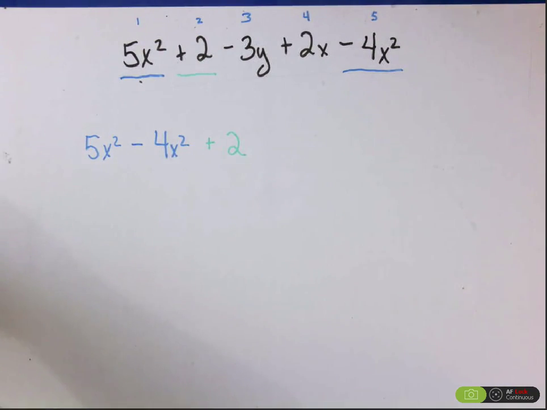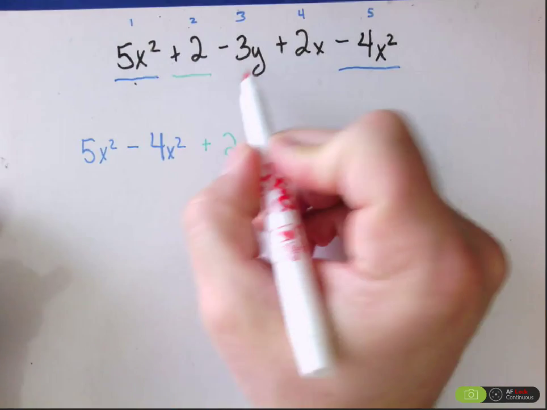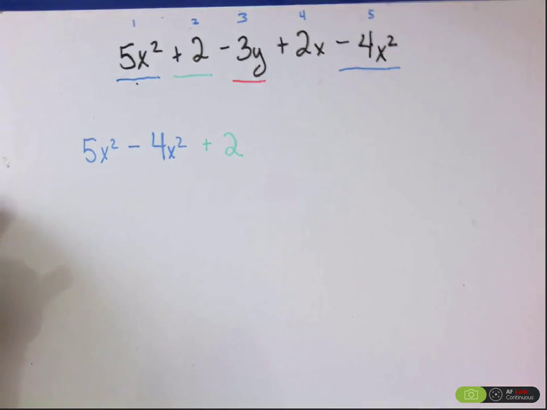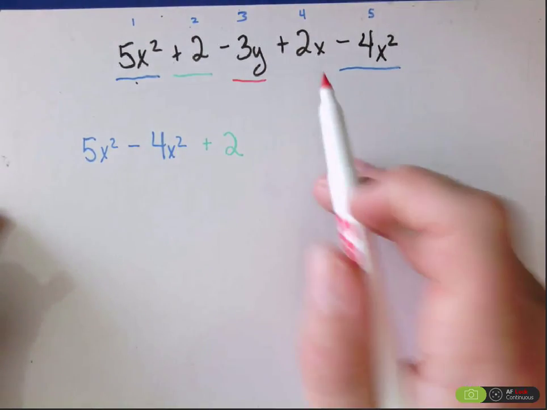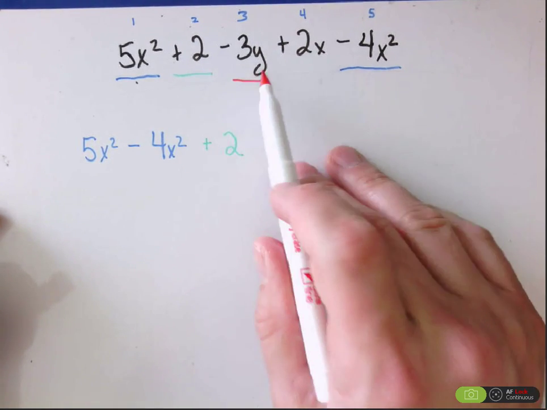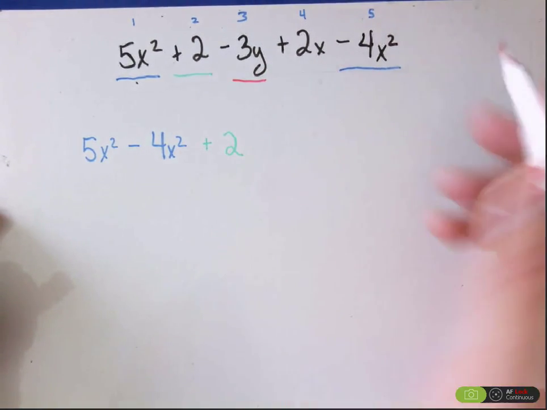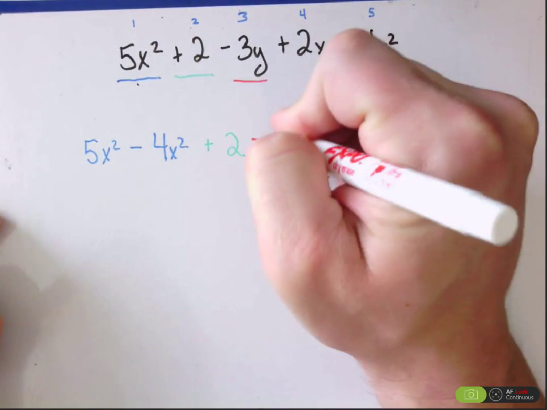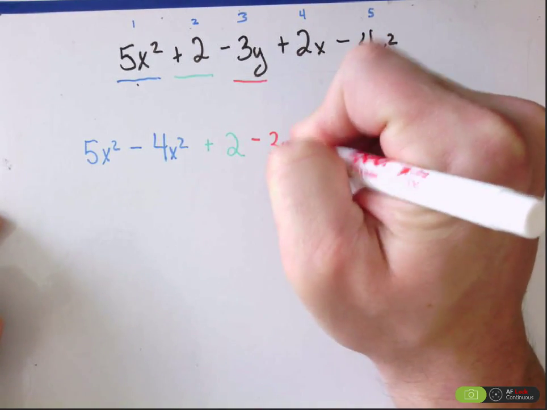Now, let's look at the next term. Minus 3y. So there's only one other term. We need to determine, does it have the same variable raised to the same exponent? Well, this is y, and this is x. So it does not. So we leave it alone. Minus 3y.